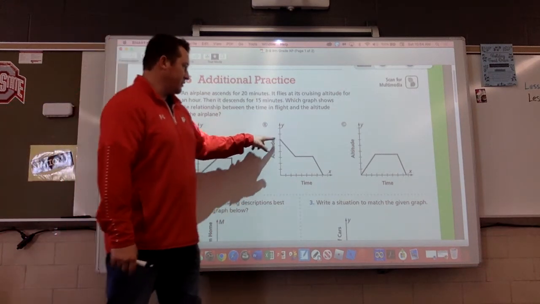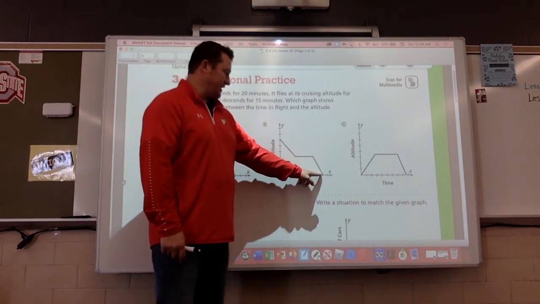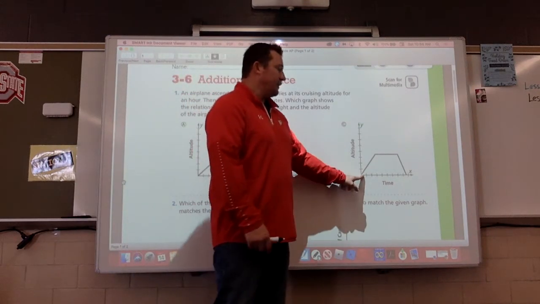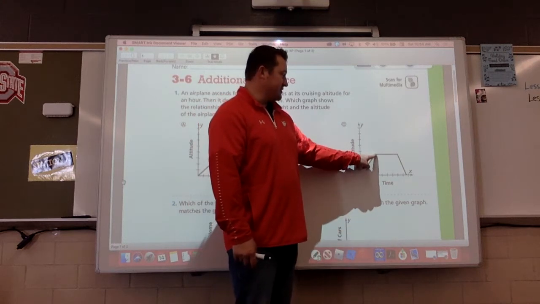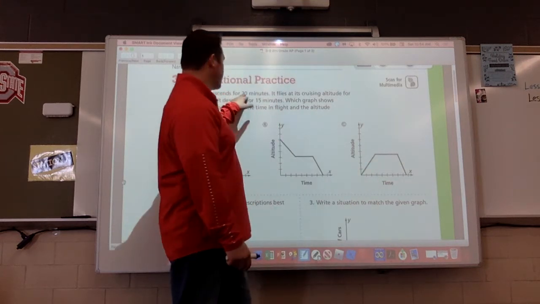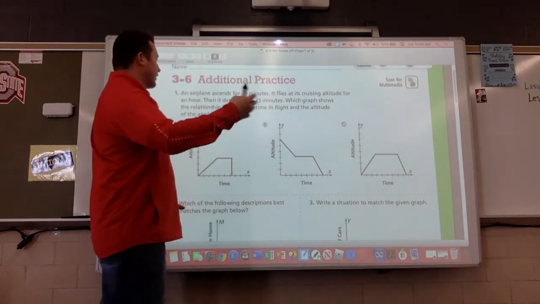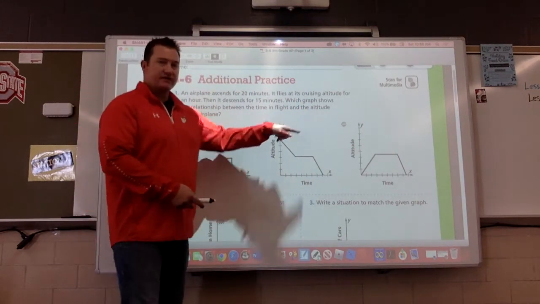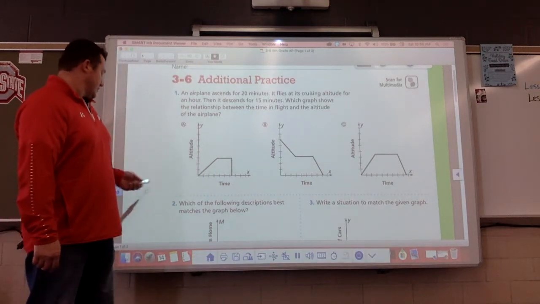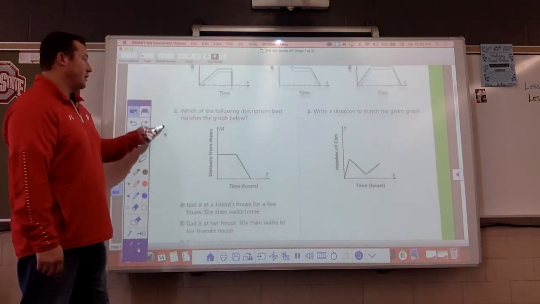Not really liking that one. Down, over, down. No, don't like that one. I think we like this one, right? Here the plane ascends for 20 minutes. Then we cruise at that altitude for a lot longer, and then we descend. So, yeah, we like letter C for number 1.